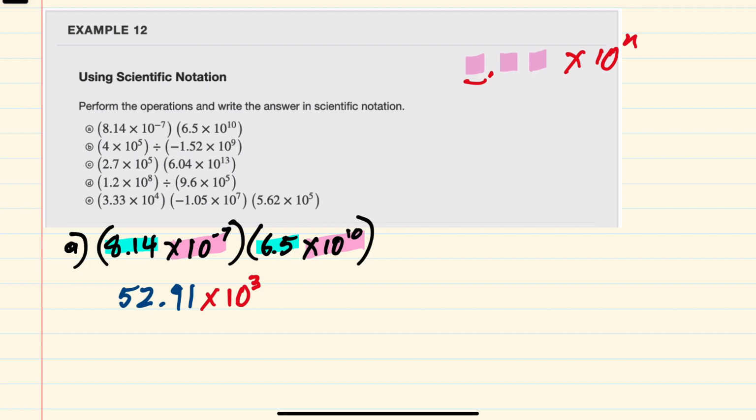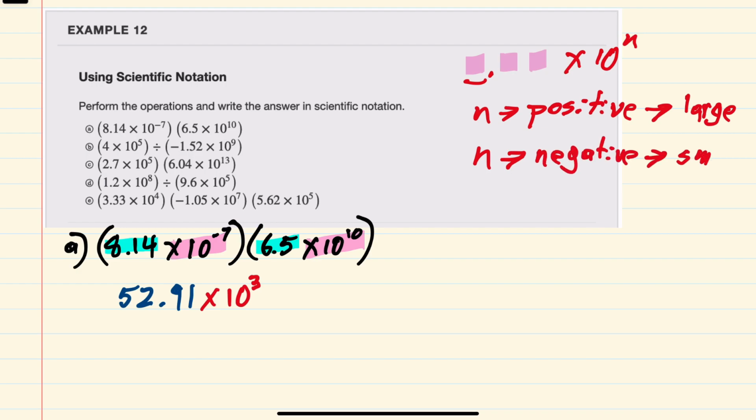However, we've said that whenever that n is positive, that would be a large number, and that when n is negative, it would be a small number. So for now, I'm going to ignore this second part, this times 10 to the third. I'm going to focus on this 52.91, and I'm going to convert that into scientific notation. So this 52 is too large. The decimal needs to move here to give me a 5.291. And I said it was too large.